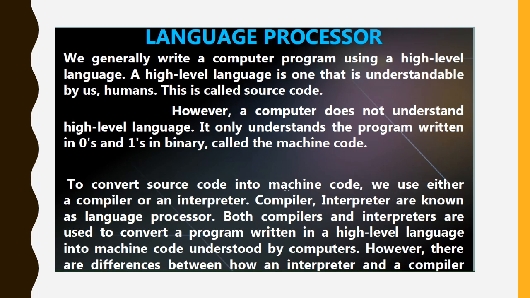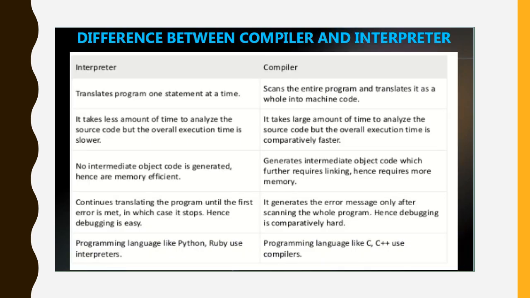Compiler and interpreter are known as what? Language processor. Both compiler and interpreter are used to convert a program written in a high-level language into machine code understood by the computer. But there is a difference between these two. Interpreter does what? Interpreter converts line by line. The code is run line by line and converted. But in a compiler, what happens? It compiles all together and gives us the output. It does not go line by line to get the error. Okay.